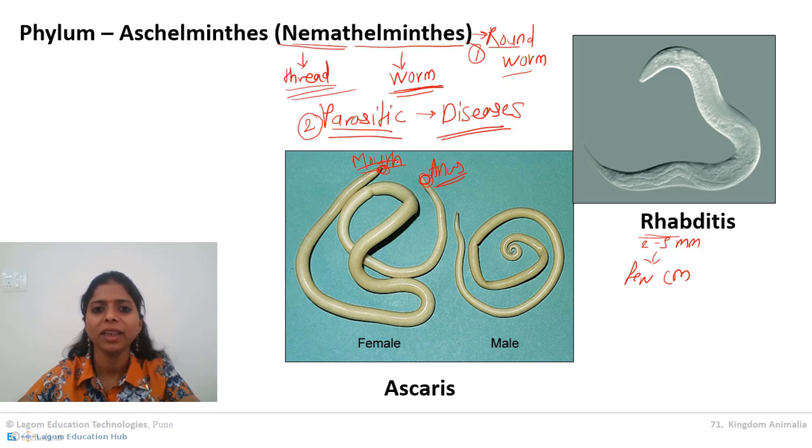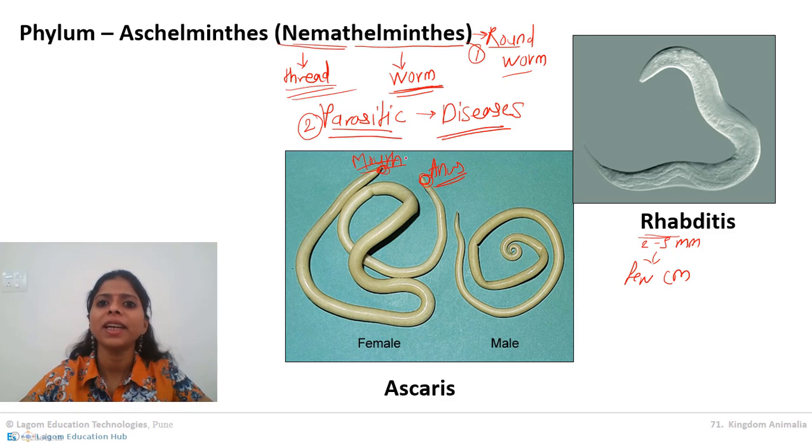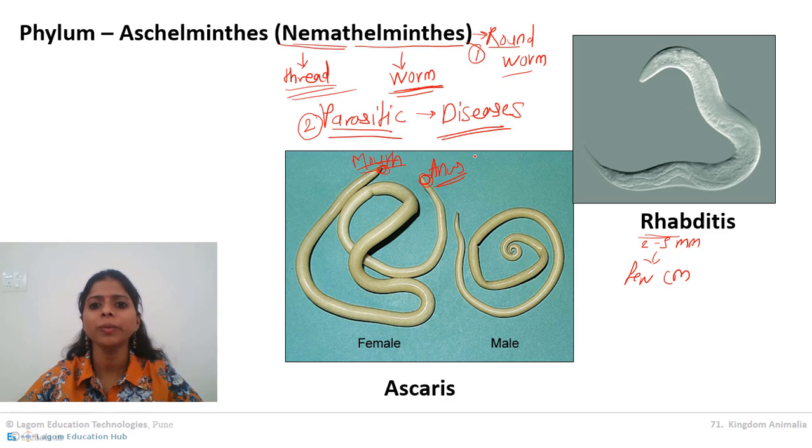Clear about it? So far we have discussed four characteristics: roundworms, parasitic, their size, and even their complete digestive system, with mouth and anus. When the animal has a complete digestive system, which body plan does it show? Tube within tube body plan, correct?